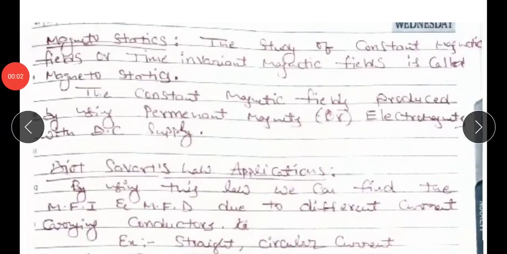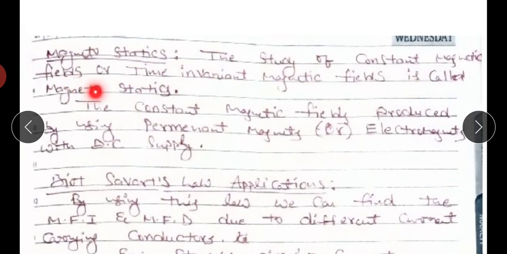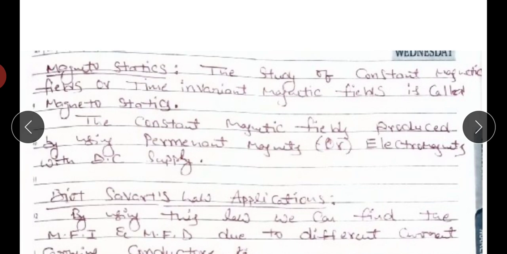Now I would like to explain the applications of Biot-Savart's law. First, the definition of magnetostatics. The study of constant magnetic fields, or time invariant magnetic fields, is called magnetostatics. Constant magnetic fields means the magnetic fields which are constant with respect to time. They can be produced by using either permanent magnets or electromagnets.